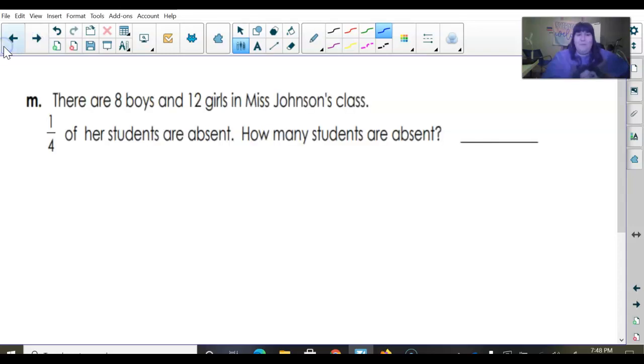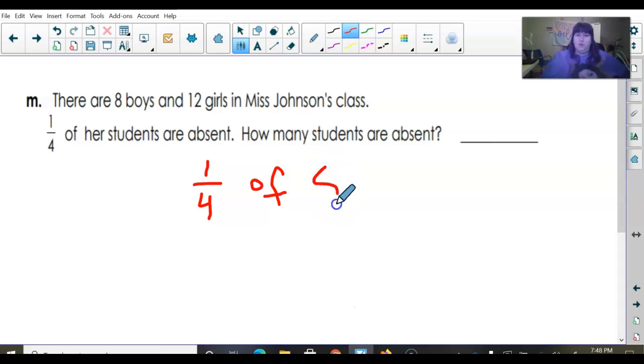All right, one more problem. There are 8 boys and 12 girls in Miss Johnson's class. 1/4 of her students are absent. I wonder what's going around. Hopefully they don't have COVID. How many students are absent? So we want to figure out what is 1/4 of Miss Johnson's full class. How many students is that though? 1/4 of how many students am I trying to figure out?